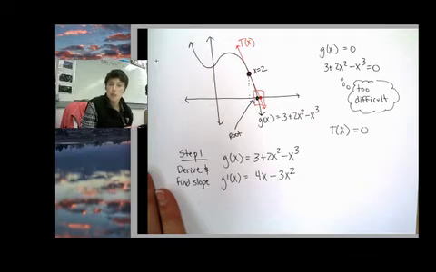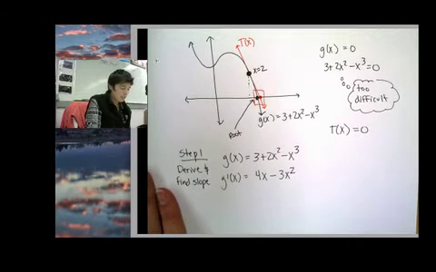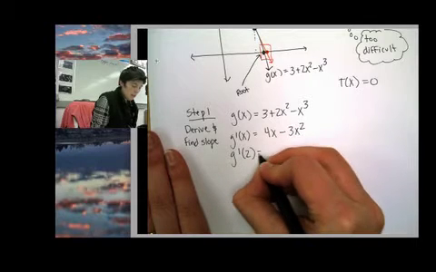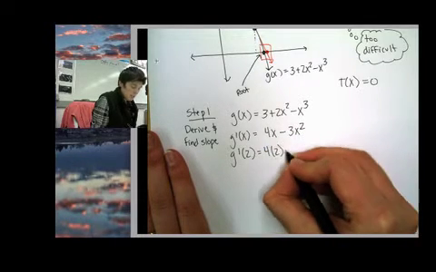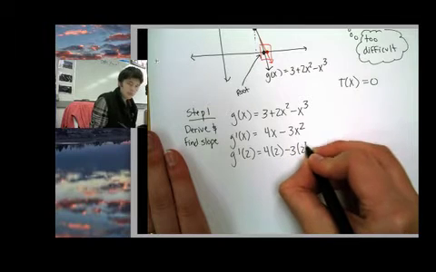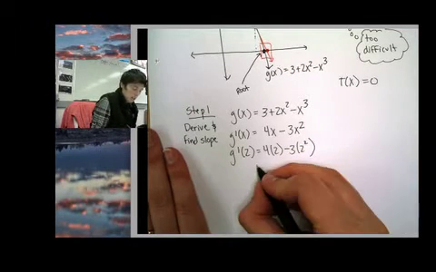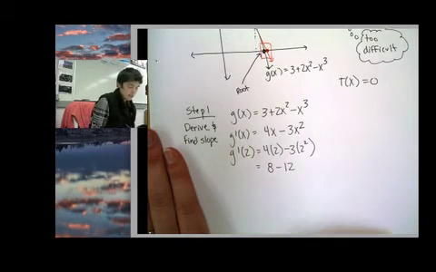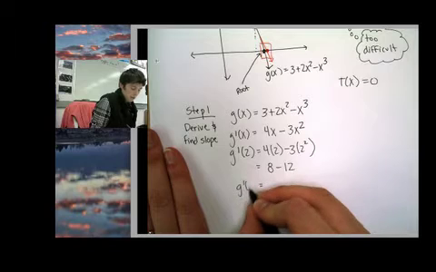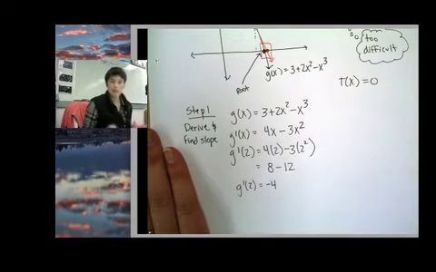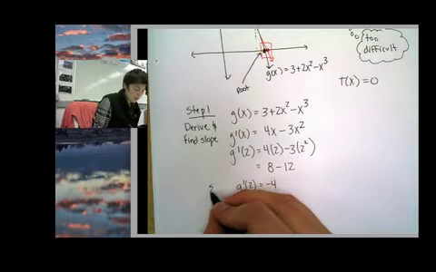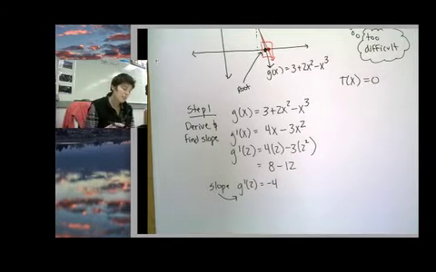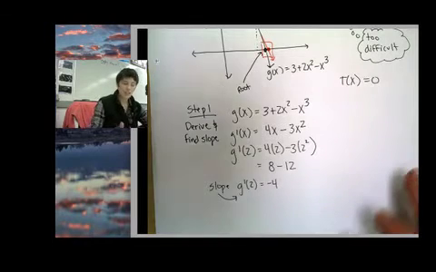Okay, so if I know where the point is, then I can plug the point into my derivative to get the slope. G prime of 2 equals 4 times 2 minus 3 times 2 squared. And that's going to be 8 minus 3 times 4 is 12, so I'm going to get negative 4. So G prime of 2 equals negative 4. Okay, cool, so there's my slope. Comes from my derivative. Okay, that's step 1.